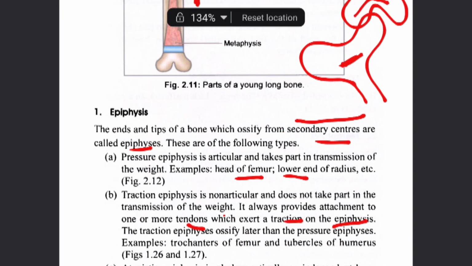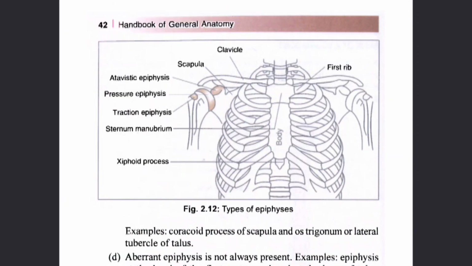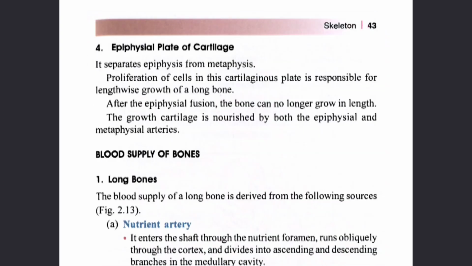Fine. Then we'll go further. Then we have aberrant epiphysis. That is not always present. It is rare. Examples: epiphysis at the head of the first metacarpal and at the base of the other metacarpal bones. Okay. So there are different types of epiphysis you can study just for knowledge: pressure, traction, atavistic, and the aberrant, which is not common as such.